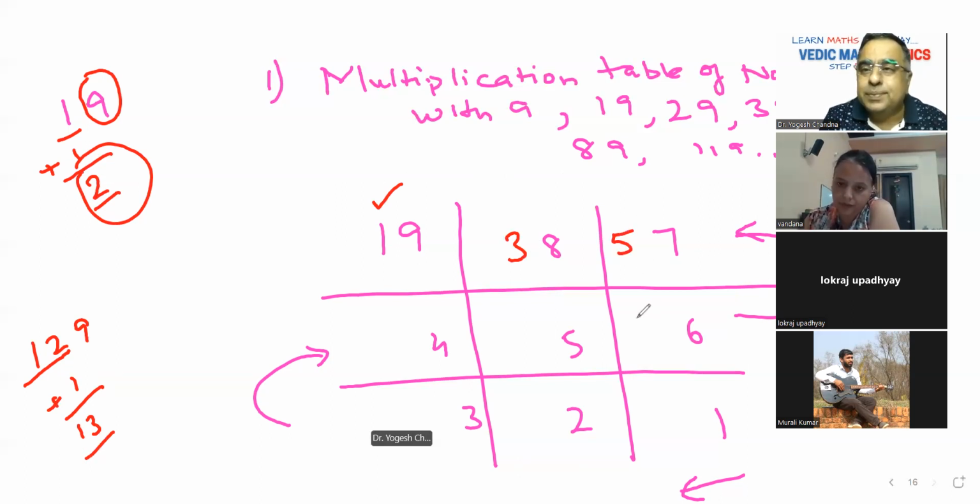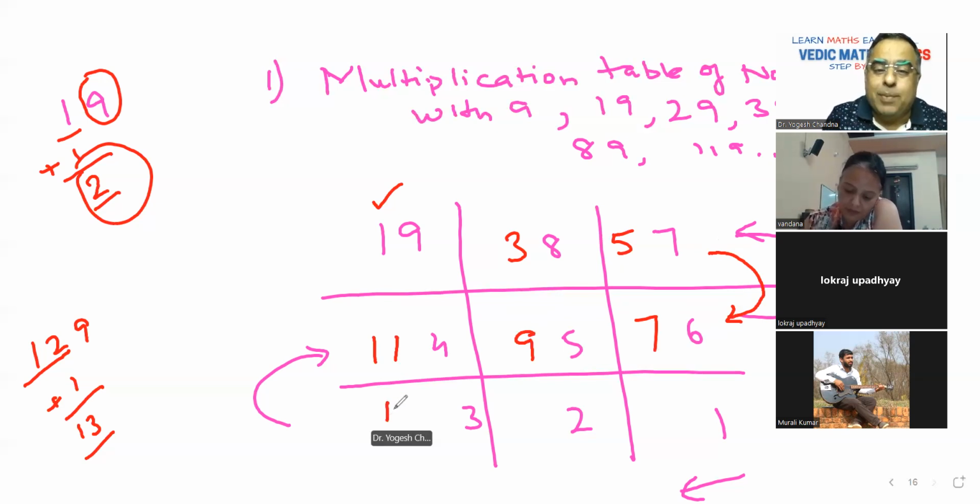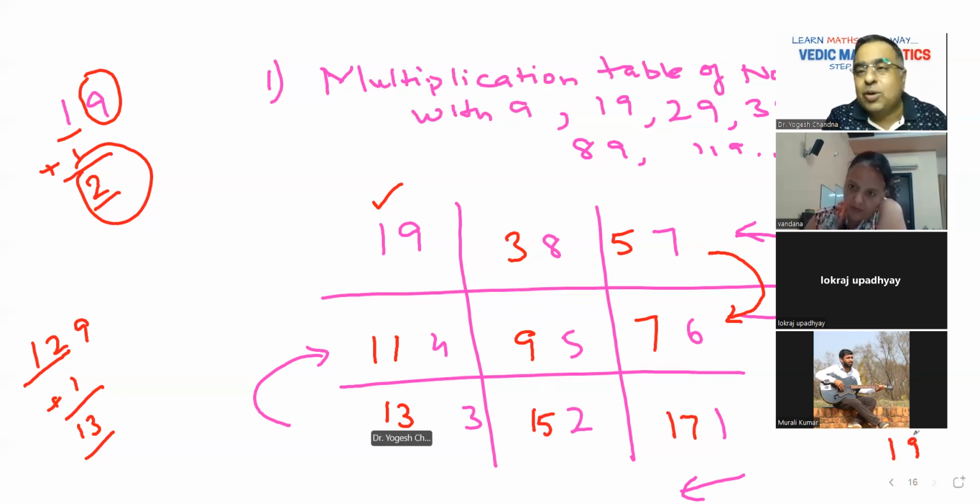5 plus 2, 7. Now we have to come the reverse way. 7 plus 2, 9. 9 plus 2, 11. 11 plus 2, 13. 13 plus 2, 15. 17 and 19. This gives you a check. Yes, 19 starting, 19 ending. That means it is correct. Now what is this? It is a table of 19.